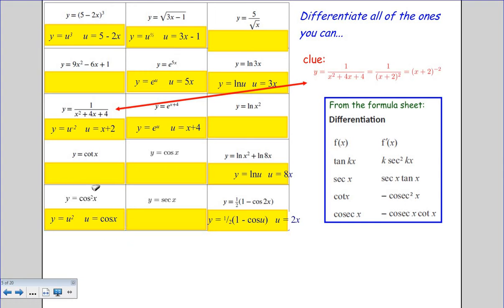Okay, so the two that you couldn't do before, we've got cos squared x, which means cos x in brackets squared. So the u is the cos x, and then we square the u to get y. Here, we're fine with everything except you know how to differentiate cos of x, but not cos of 2x. So we make the 2x, like in invisible brackets, we make that u, and we've got a half of 1 minus cos u.